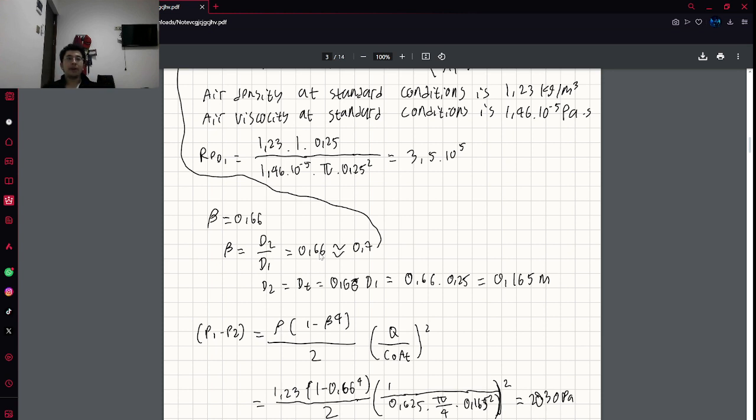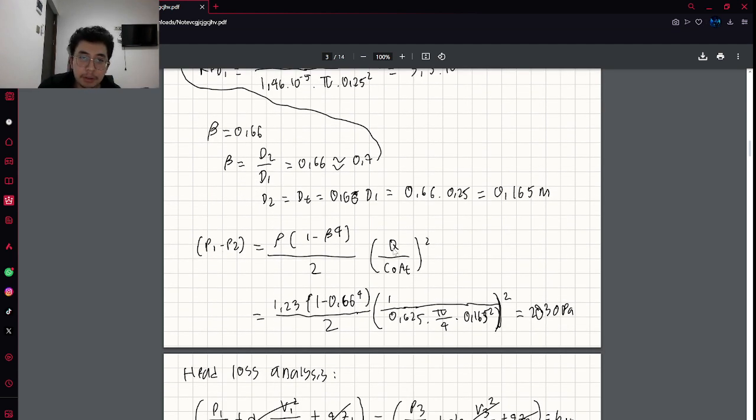So basically, we want to guess how big the pipe is. So I assume it to be, here I guess it's 0.165 meters, and then basically we got beta is 0.66.